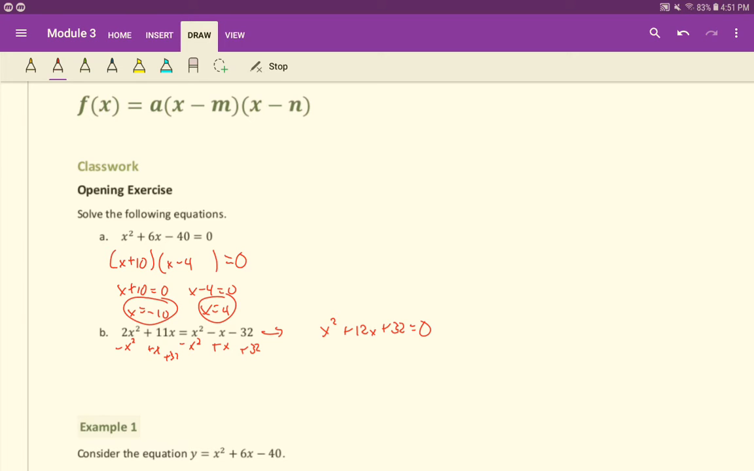So again, I'm looking for two numbers because our lead coefficient's 1, no GCF. Looking for two numbers that multiply to 32 and add to make 12. So what would that be? Well, it would be 8 and 4. And again, if I set each of these equal to 0, then we get x equals negative 8 and x equals negative 4 as our two solutions there.